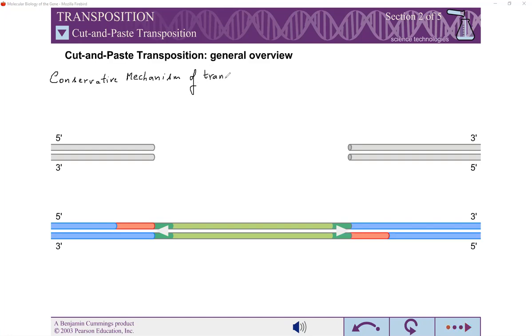Now, transposition can have a conservative mechanism as well as a replicative mechanism. In the case of the conservative mechanism of transposition, the number of transposons will remain constant.